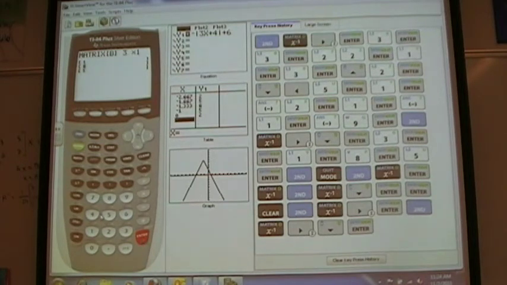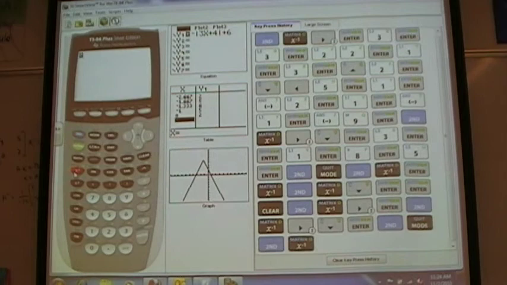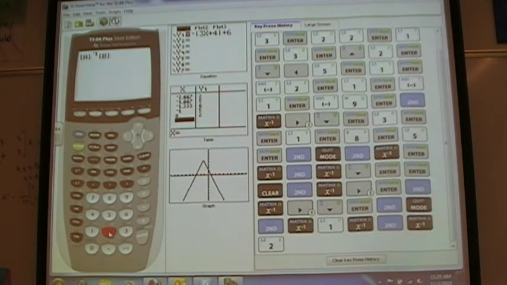Alright, so now all you do, get a blank screen, second quit, then do second matrix, 1, inverse, and second matrix 2, enter. There's your answer. So I think doing a 3 by 3 by using matrices is going to be a lot faster than doing elimination, but if you want to use elimination, that's fine with me.